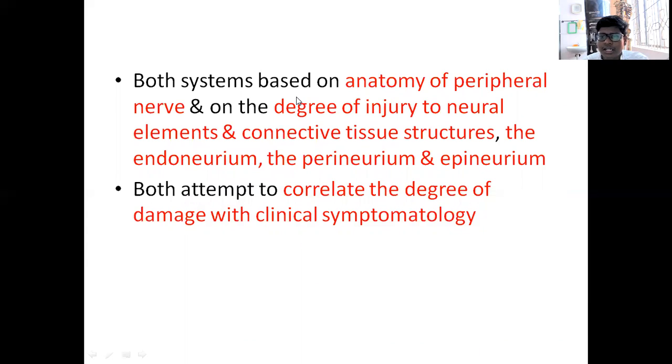Both systems are based on the anatomy of the peripheral nerve and on the degree of injury to the neural elements and the connective tissue structures, including the endoneurium. Both attempt to correlate the degree of damage with clinical symptomatology. We have to know this.